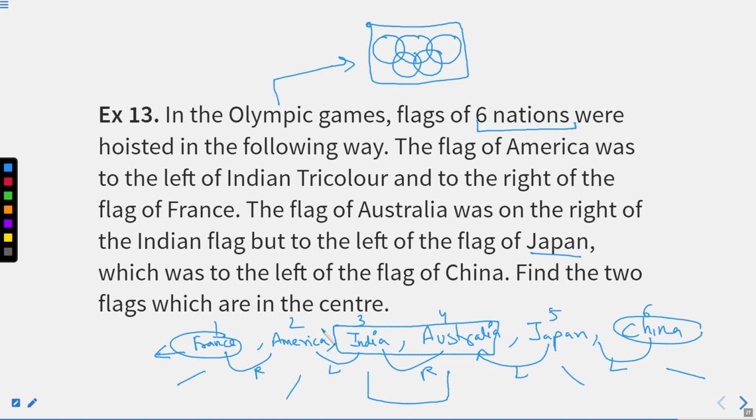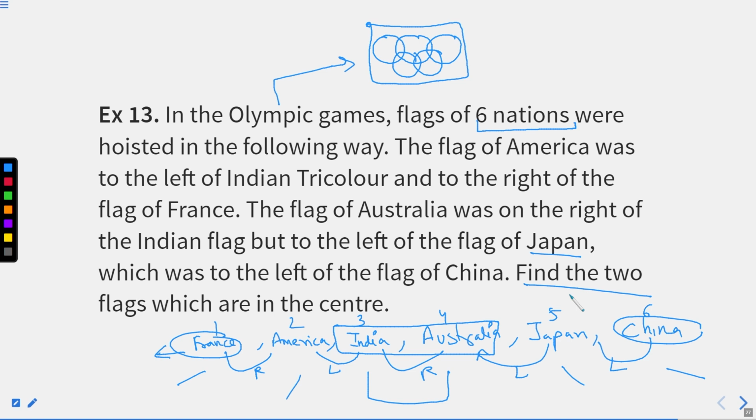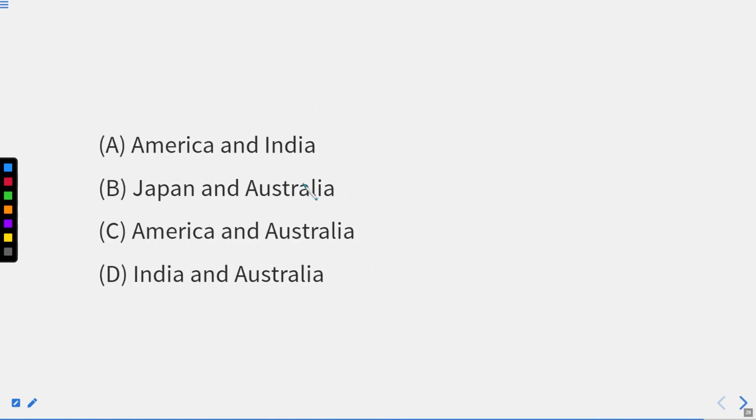Right? Now read the question. What does the question say? Find out the two flags which are in the center. We have already marked this: India and Australia. Right? Check here. India and America, no. Japan and Australia, no. America and Australia, no. It is India and Australia. So D is the answer, right?